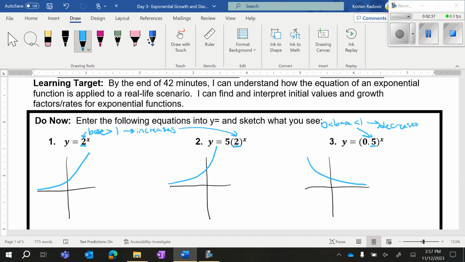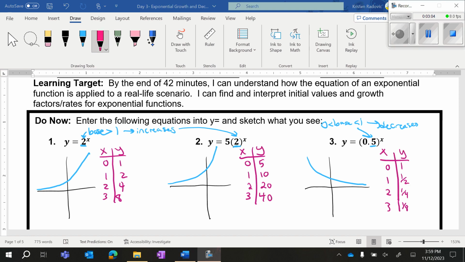And what's important about that is that I said exponential functions. In order for it to be an exponential function, the variable has to be an exponent. Now we have the difference between 1 and 2, because 1 is 2 to the x, the other is 5 times 2 to the x. So if you take a look at the table, I looked at the graph for all three of them, and I made a table for us.